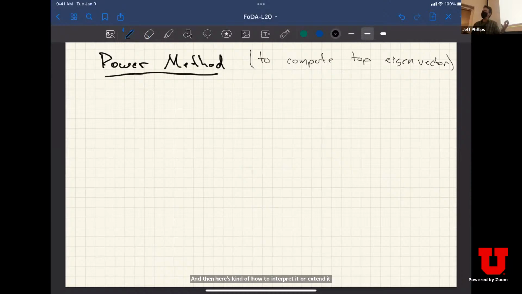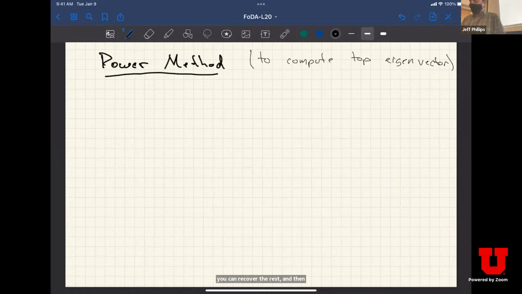We used the SVD, and that was how we got the answer. But I didn't tell you how to compute the SVD. I'll start by telling you how to compute the top eigenvector. Then I'll extend this to compute the top right singular vector, and from there you can recover the rest and then iterate.